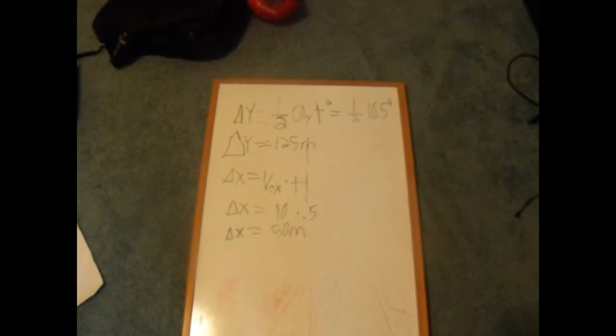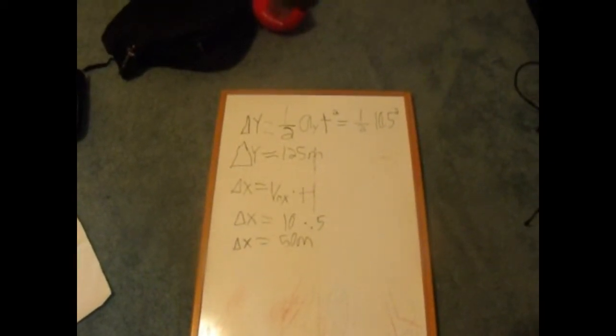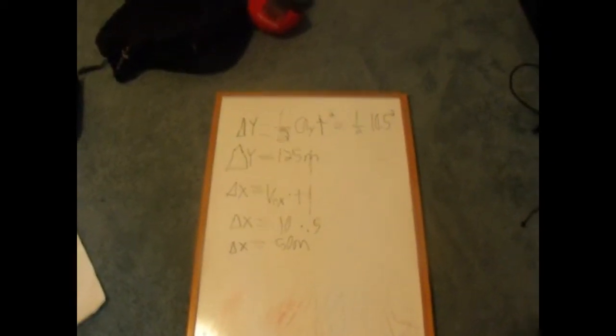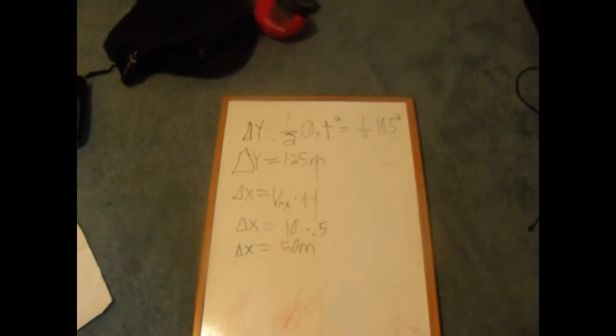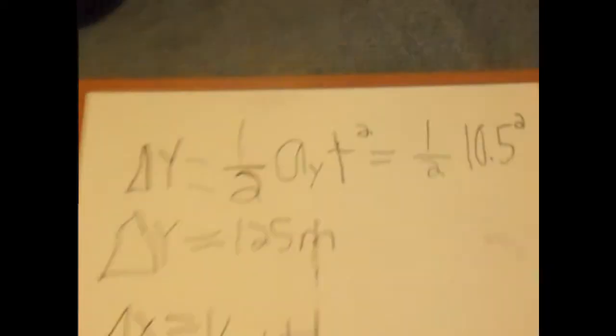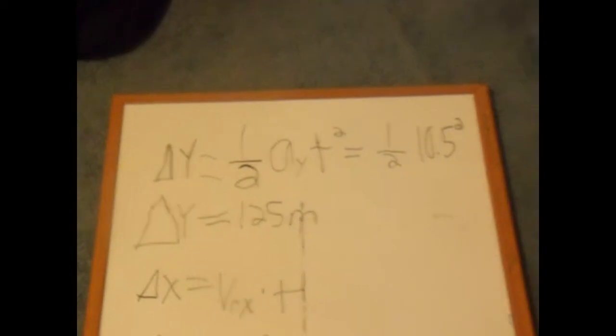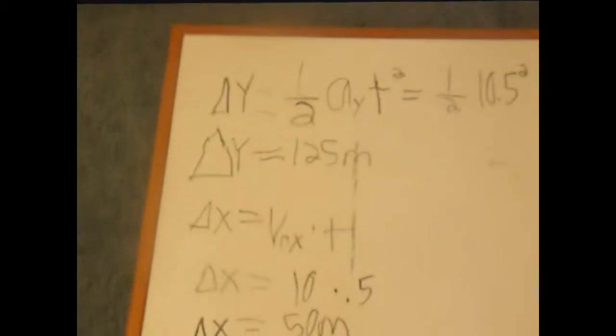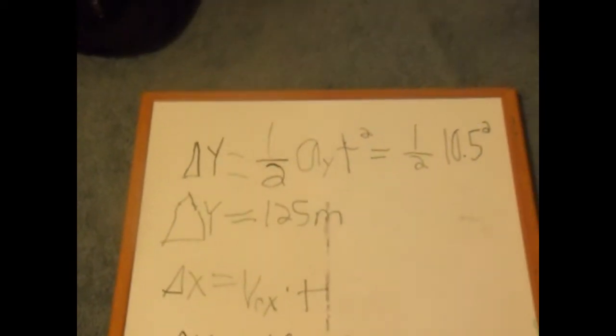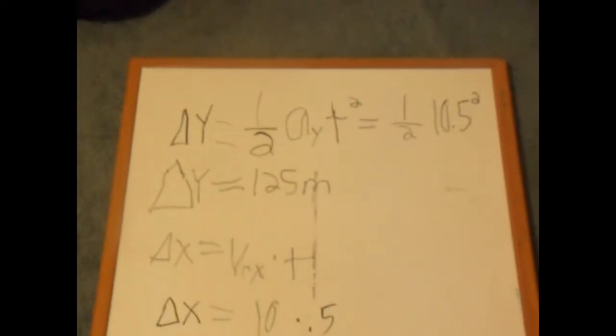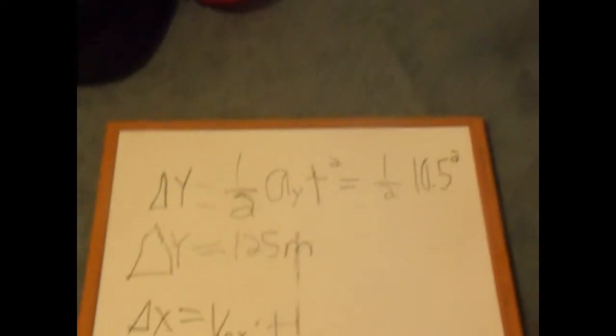These are our equations to the mathematical example. We first tried finding change in y, and we found an equation to use, and then we plugged in the numbers, and we got change in y equals 125 meters.